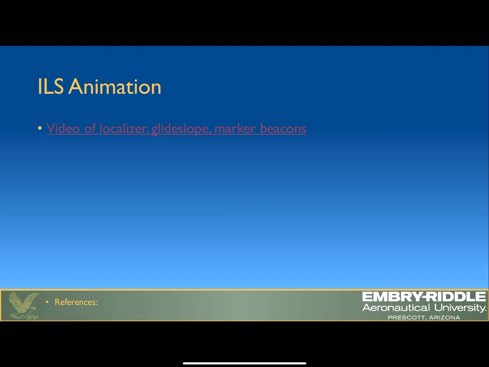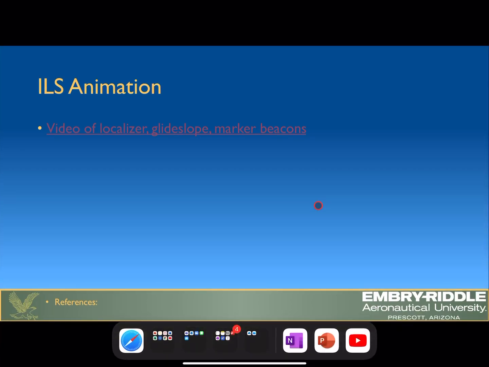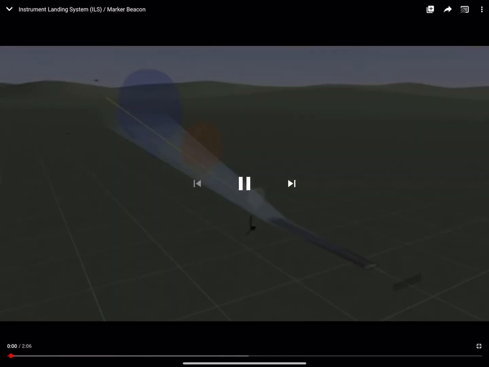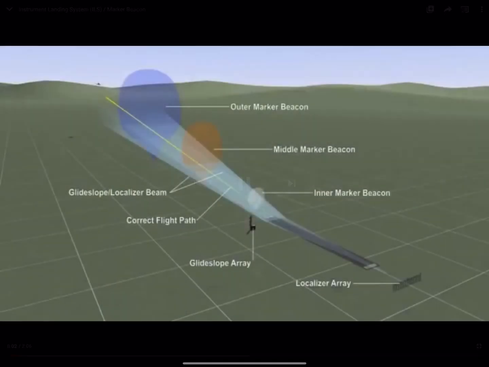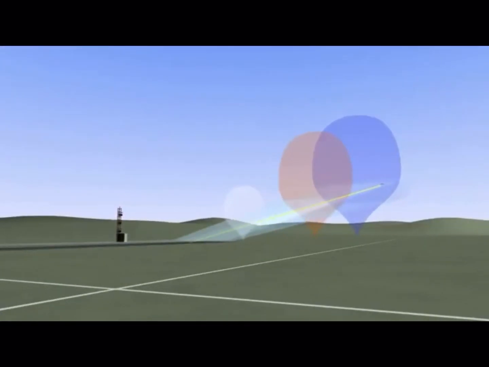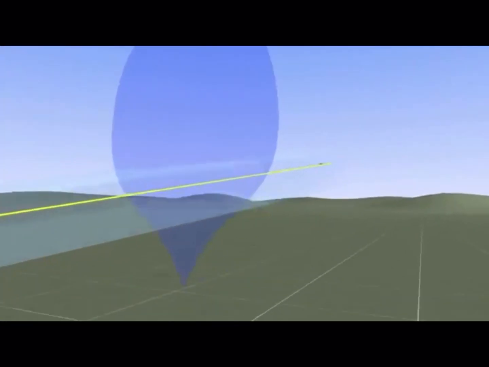Okay, so let's watch a video. We've talked about all of the different pieces: the localizer, the glide slope, the marker beacons. So let's watch a quick video that shows them all working together as one. I don't believe there's much sound in this video, but you will hear the Morse code for each beacon. So let's watch.